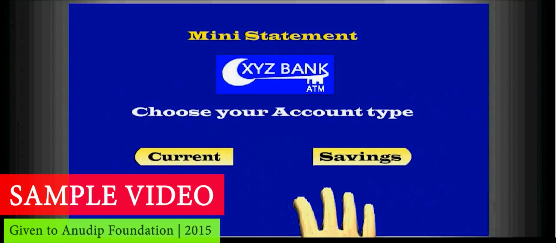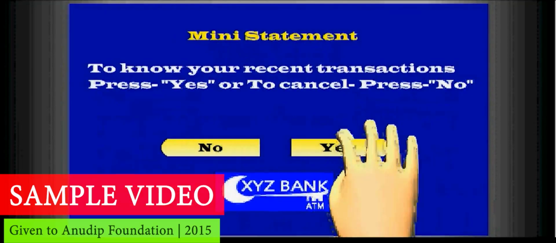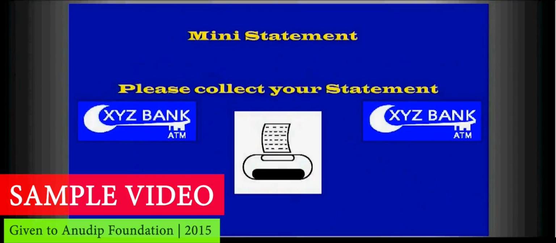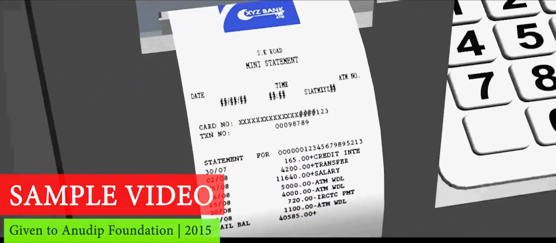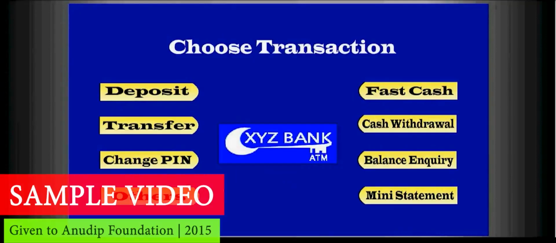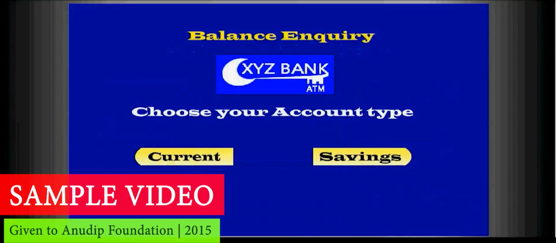Again, choose your correct account type. Choose the yes button to continue. Wait for a moment and collect your printed mini statement from the printer. Your transaction is completed. To know the current balance of your account, choose the Balance Inquiry button from the transaction screen.